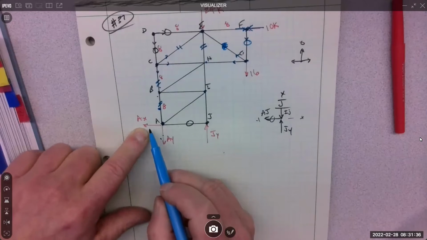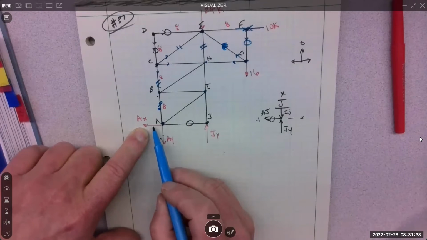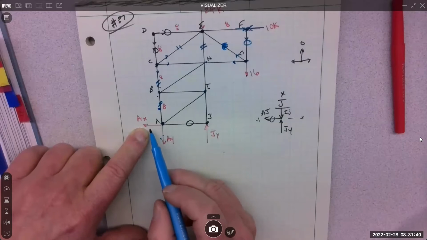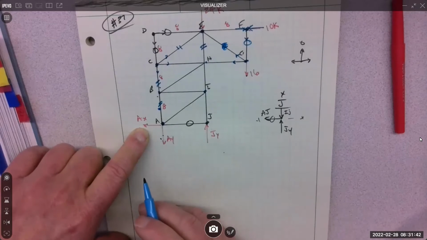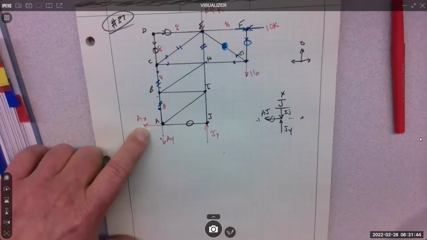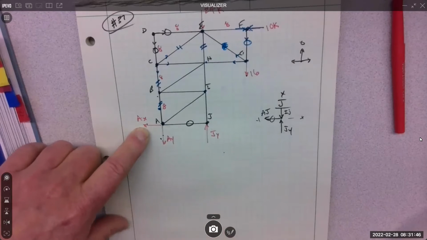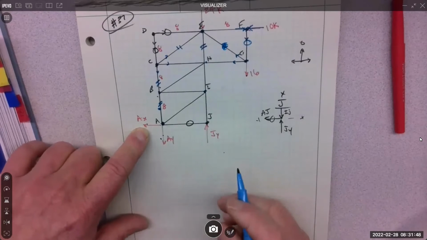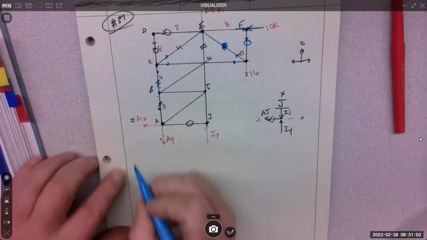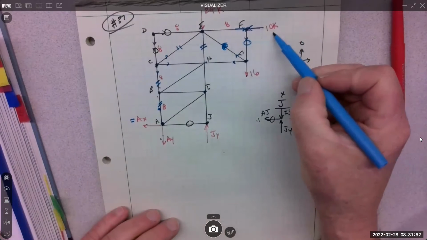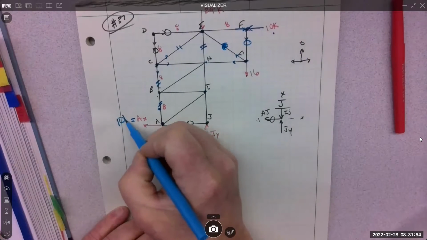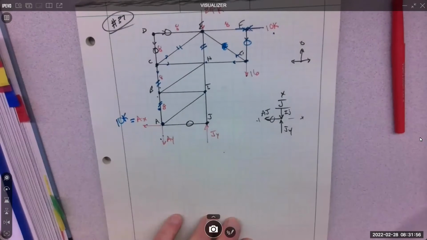How many forces do we have in the X? Yeah, so actually, we can by observation, and I'm good with this. Just leave me a little note, and that note is just in case you're wrong, right? But by observation, we can say AX is equal to 10K.